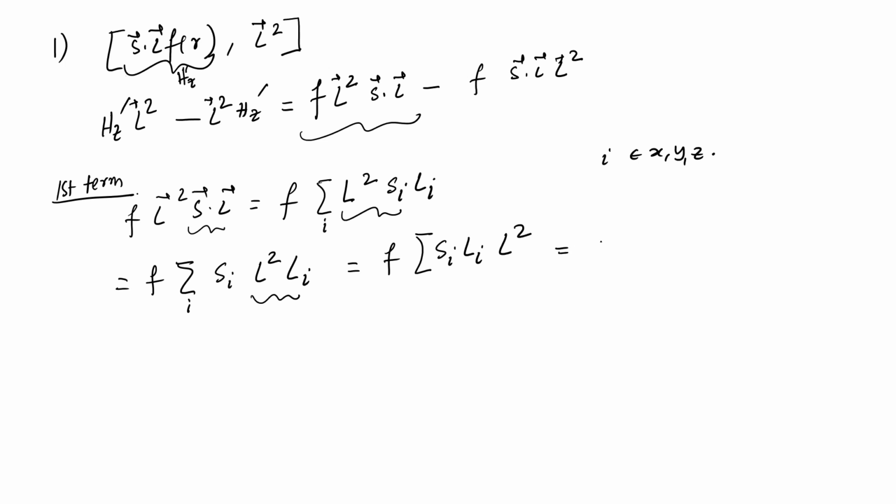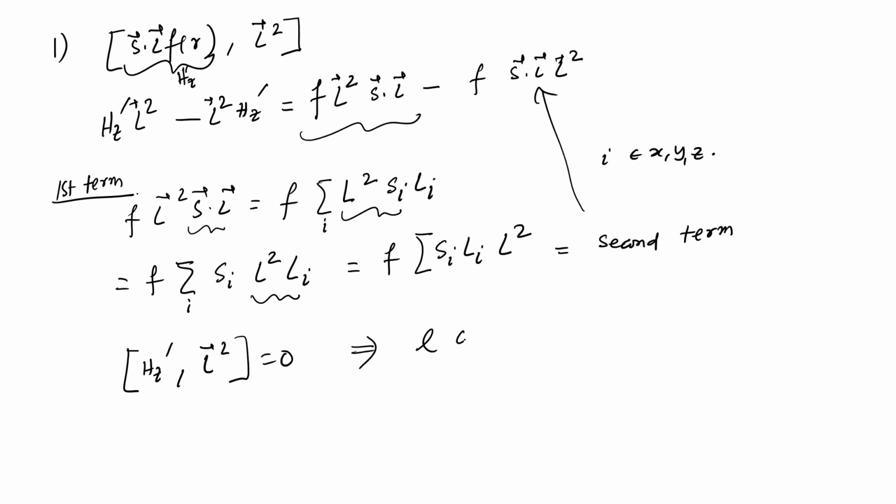and that is nothing but the second term, which is here. So, this second term and the first term are the same, which means that this commutator is equal to 0, which means that this H_z prime commutes with L square. That tells you something interesting, that L continues to be a good quantum number. All right. So, they would share the same eigenfunction.